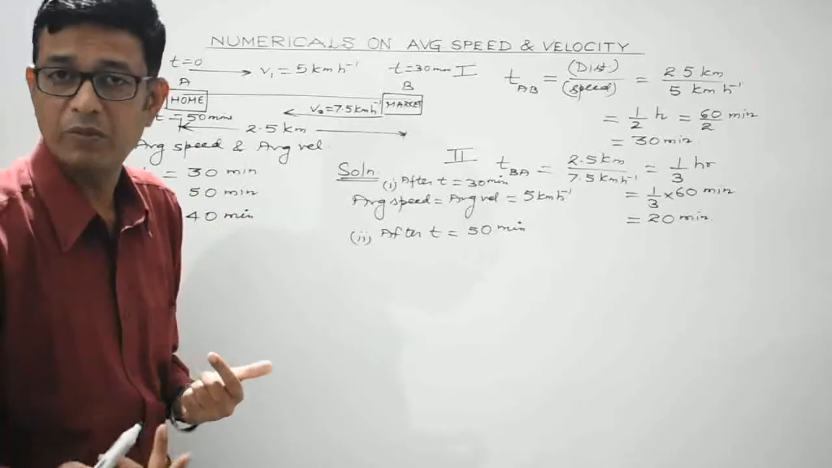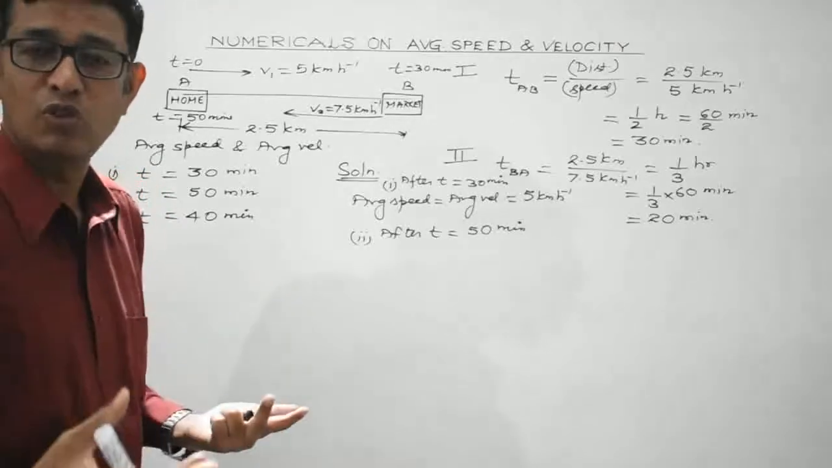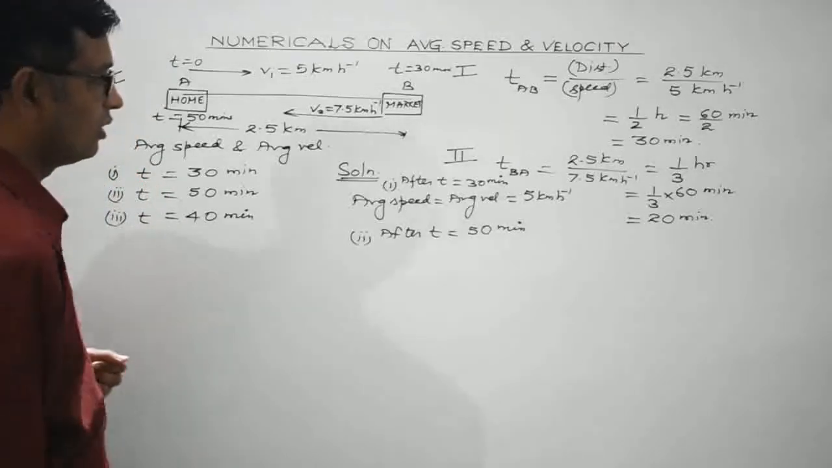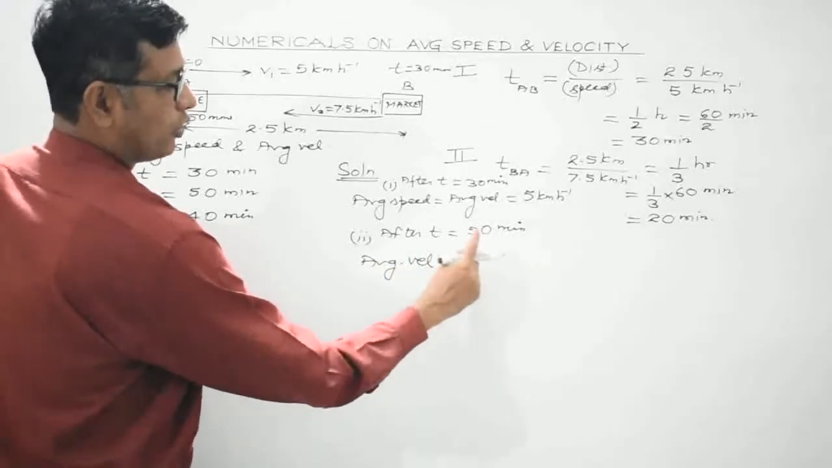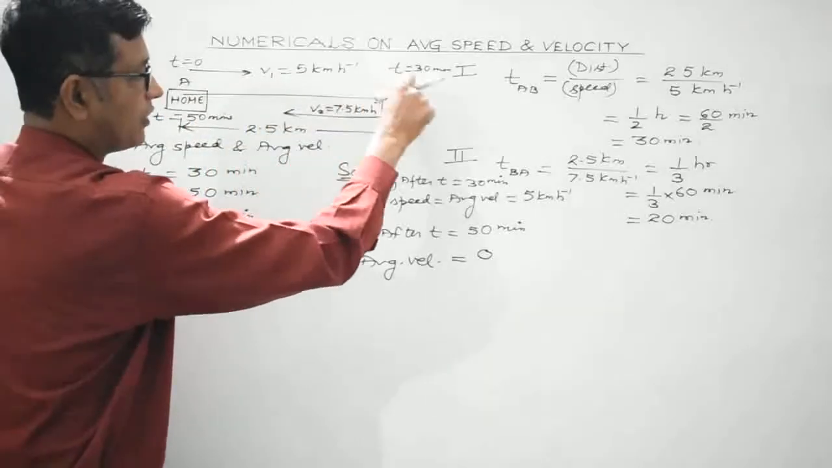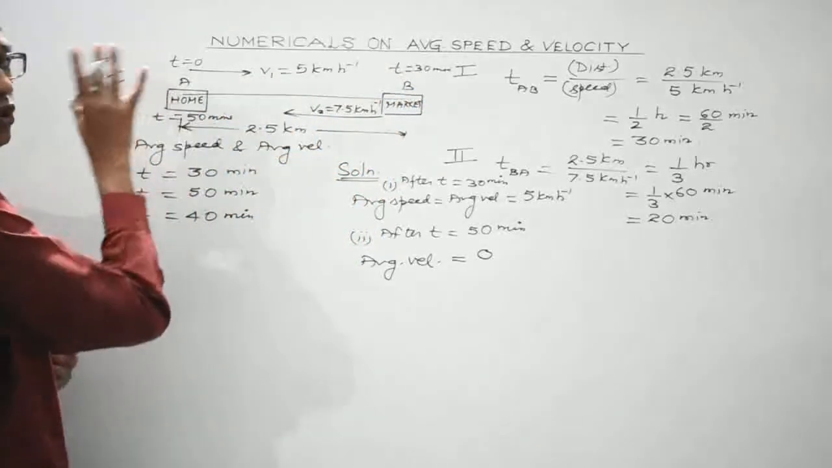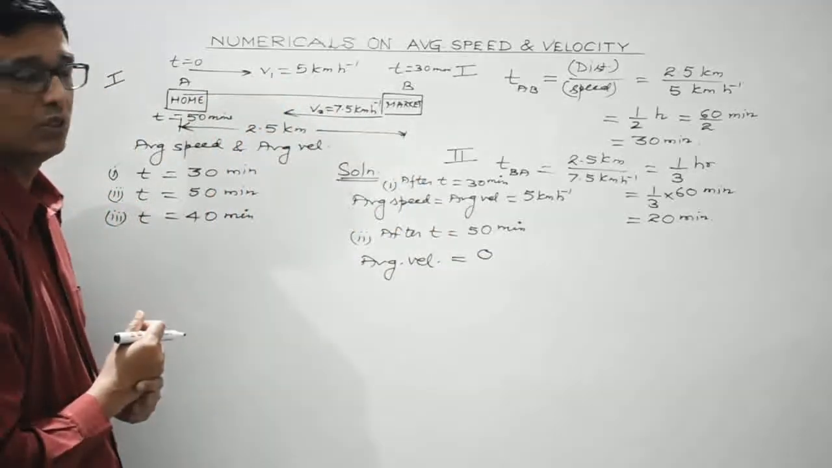So what is the displacement? It is 0. So therefore average velocity throughout the entire journey is also 0. So average velocity for a duration of 50 minutes would be 0, because during this 50 minutes the person is coming back to his home. So displacement is 0, therefore average velocity is 0.